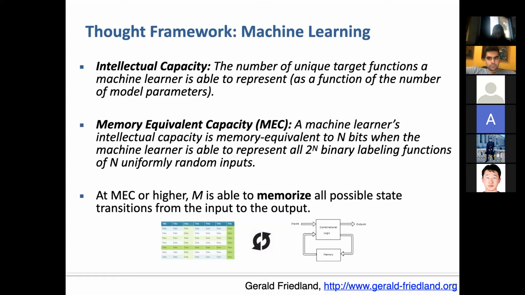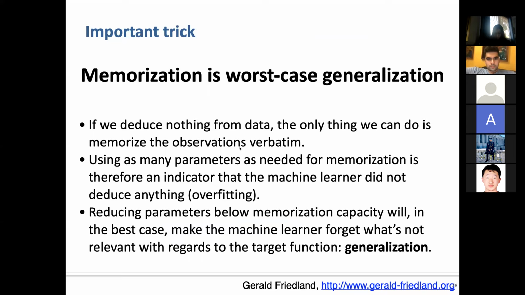So that means we hopefully find a machine learner with lower memory equivalent capacity than the number of training samples that we have. And by doing this, we just found out what we do with 2, 4, 6, 8, 10, okay? The important trick here is this.